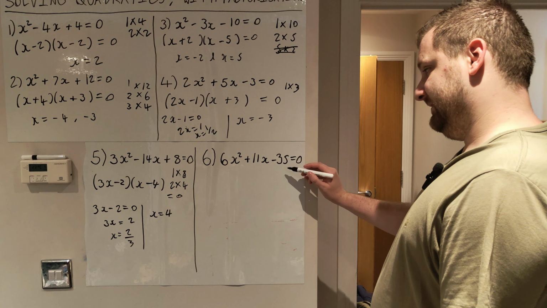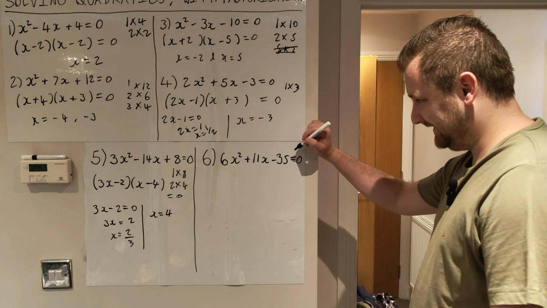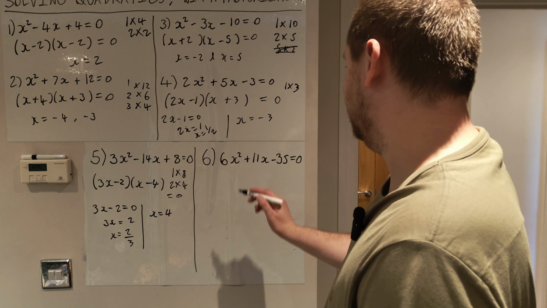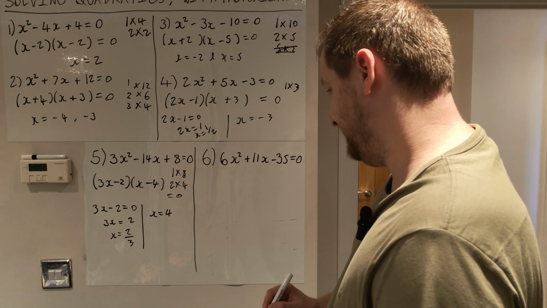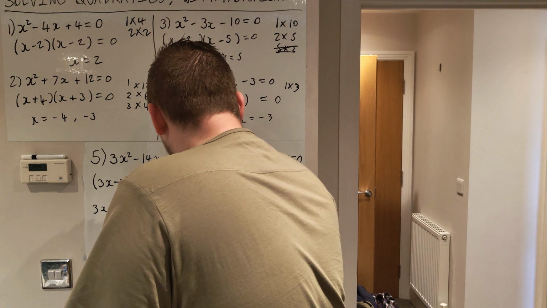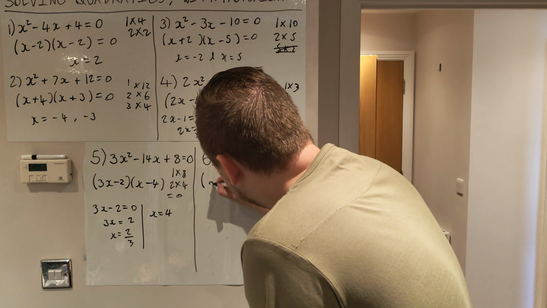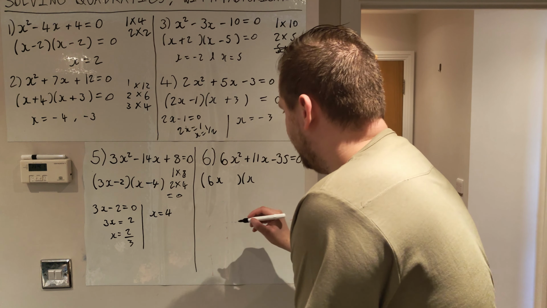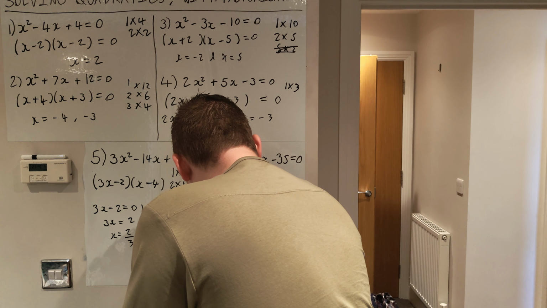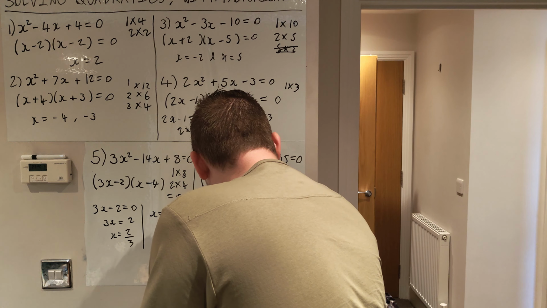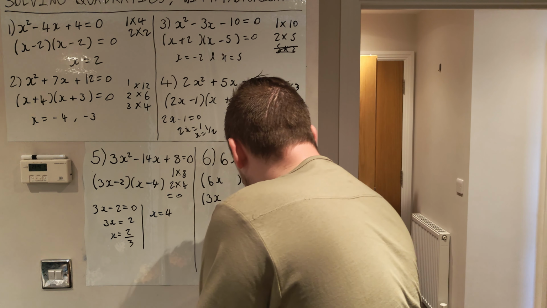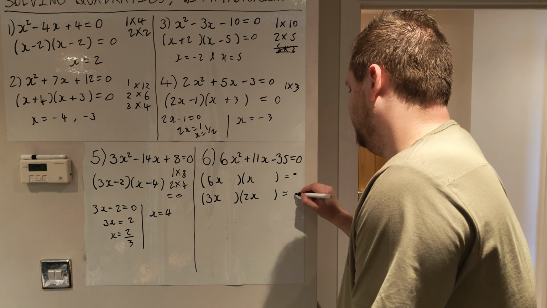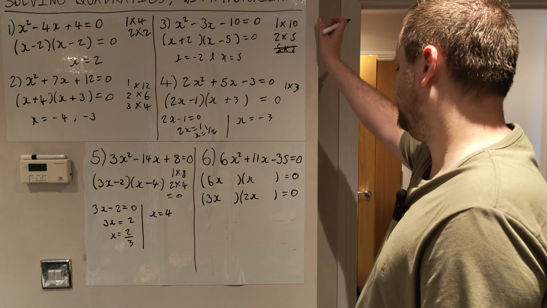This one already looks kind of long because we've got a 35. So that's going to be so many combinations, most likely. And we got 2 combinations because we've got 6. So look, we're going to have potentially a 6x times x, or 3x times 2x, because either that is going to be equal to 0, or that is going to be equal to 0.